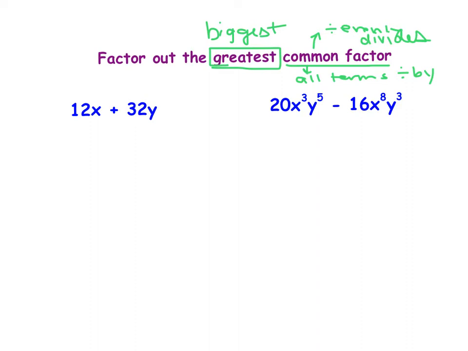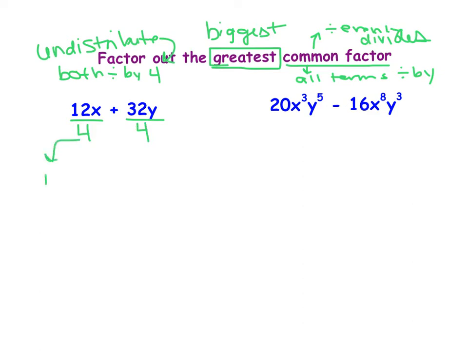So if we look down at 12 and 32, what I notice is they are divisible by a couple of common numbers, but specifically they are both divisible by 4 as the biggest number that they have in common. So what we're going to do is essentially undistribute 4. And I like to do so by drawing a line underneath and saying, okay, we're going to undistribute 4. So we're going to divide each of these by 4, and essentially pull this 4 out in front of a set of parentheses.